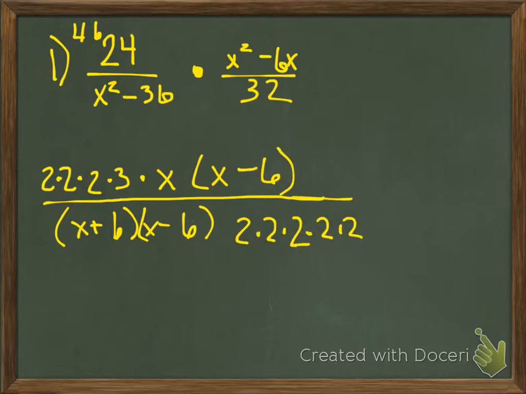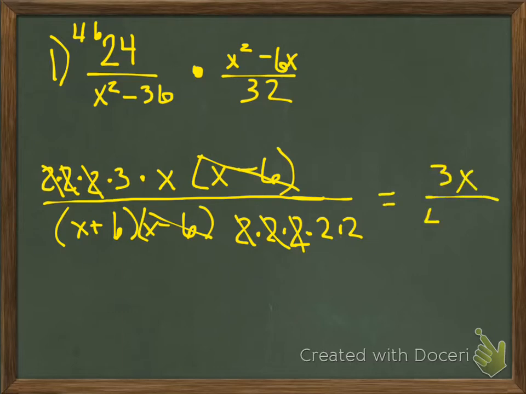32, the prime factorization of 32 is five 2's. That's like 4 times 8. 4 would break up to 2 and 2. 8 would break to 4 and 2. 4 would break to 2 and 2. Okay? What can cross out? That's all you're worrying about here. So I got 3 sets of 2's that can cross out. I have an x minus 6 that can cross out. And that's it. Whatever you're left with is your answer.